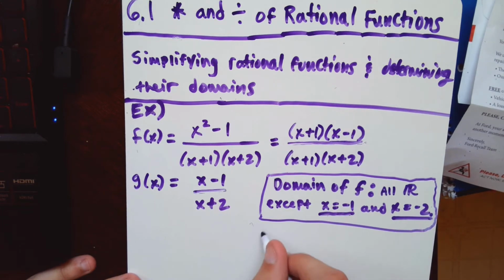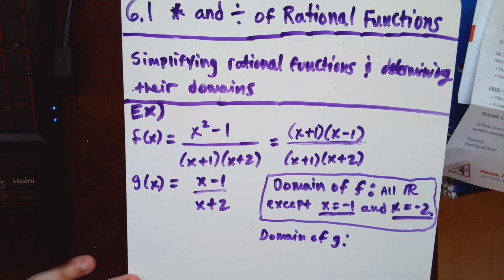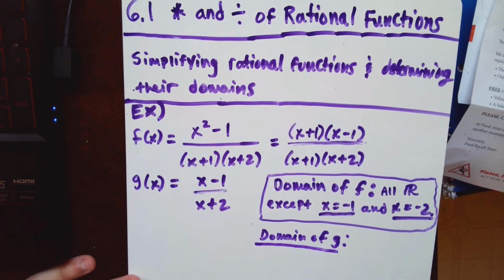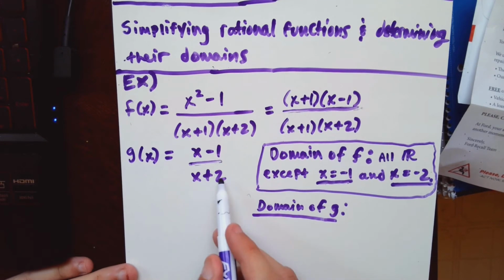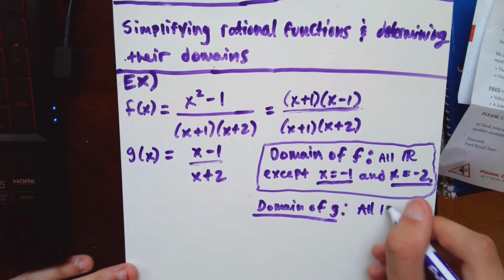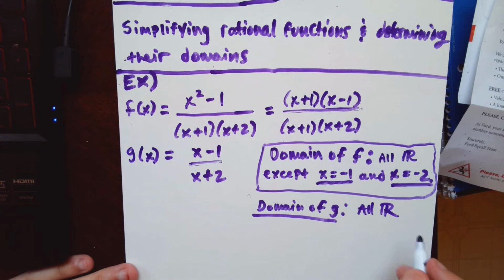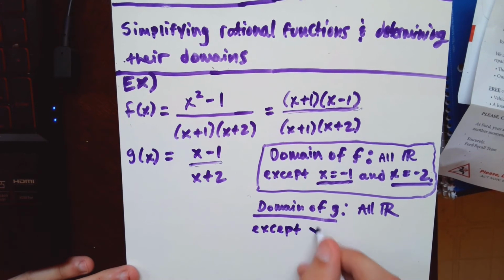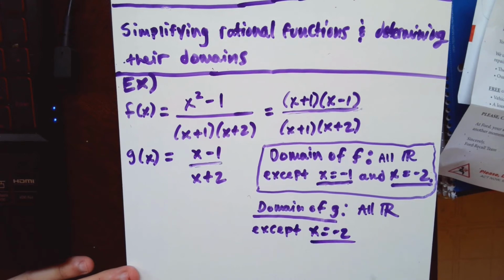Now let's look at the domain of g. Well, the domain of g should be a little bit bigger because the domain of g only has one value where we cannot evaluate the function. So that value is all real numbers, or sorry, what I mean is that value is -2. And so the domain of g is all real numbers except x equals -2.